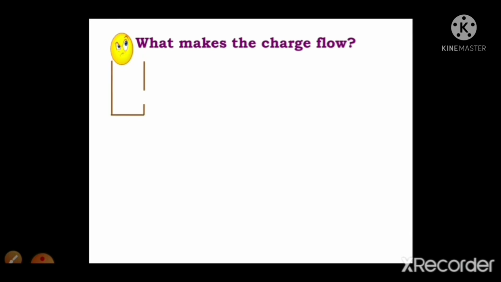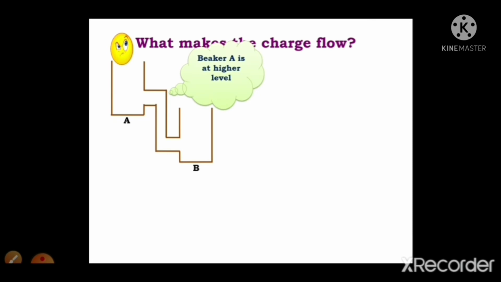Next, what makes the charge flow? In the definition of electric current we heard about the flow of charge, but what makes the charge flow? Who tells the charge to flow? Let us understand this with the help of a small activity. Let us consider two beakers, beaker A and beaker B. One beaker is at a high level and the second is at a low level, and they are connected with a stopcock, like the tap of your tap.